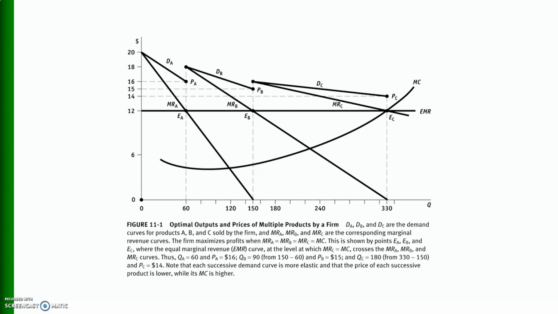Therefore, QA will be equal to 60 and price of A will be equal to $16. QB will be equal to 90 and PB will be $15, and QC will be equal to 180 and PC, that is price of C product, will be equal to $14. Note that each successive demand curve is more elastic and the price of each successive product is lower while its MC is higher.